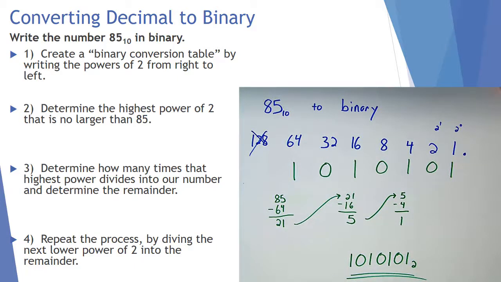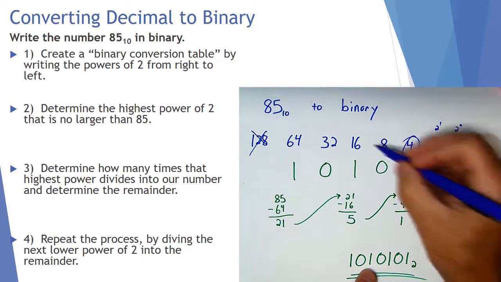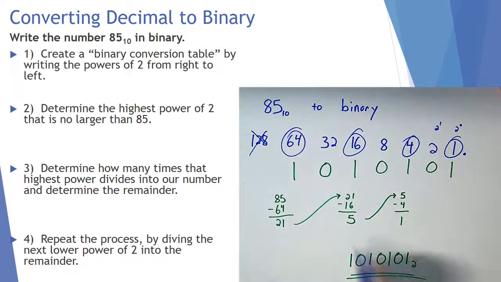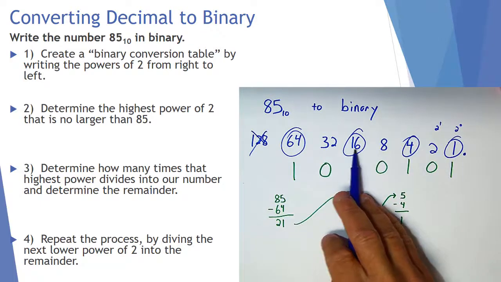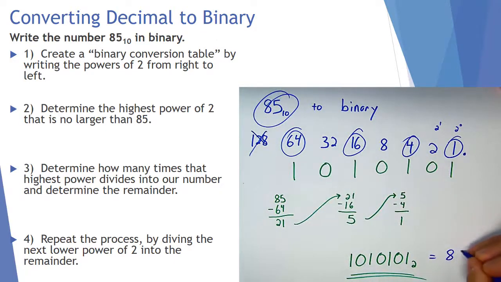Now to convert that back, you can kind of see we've already done it. That means we have one factor of 1. We have no factors of 2. We have a factor of 4. We have no factors of 8. We have one factor of 16, no 32's, and a factor of 64. And if you take 64 plus 16 plus 4 plus 1, you get 85. And we're done.